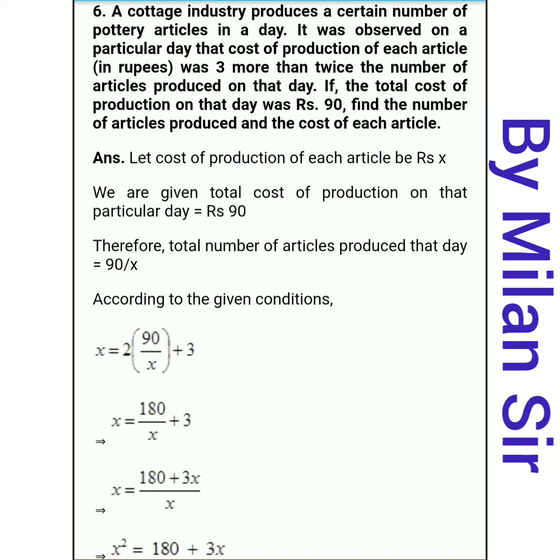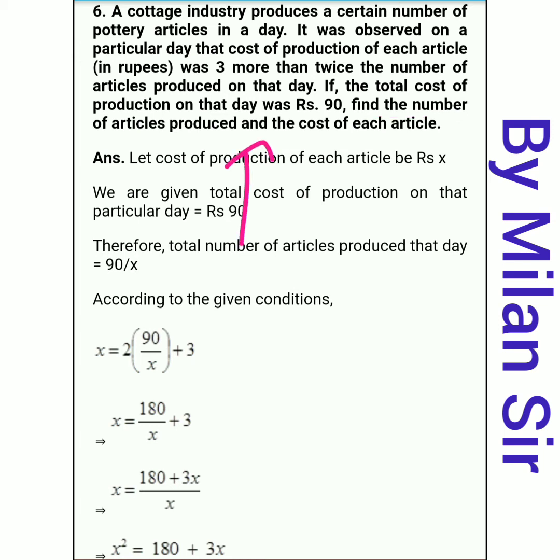So at last we need to find the number of articles produced and the cost of each article. Two things we need to find here: number of articles and cost of each article. So now what do we need to assume? Again, read the question.